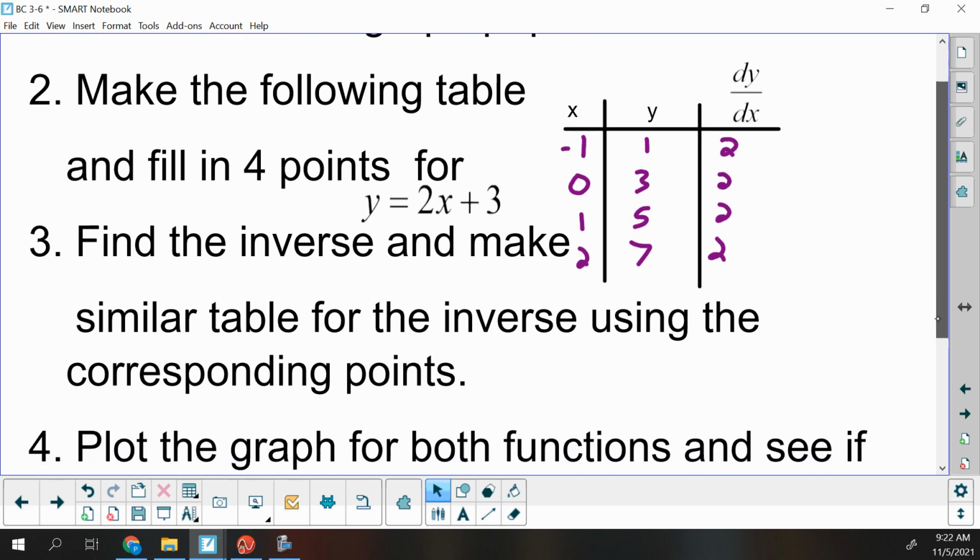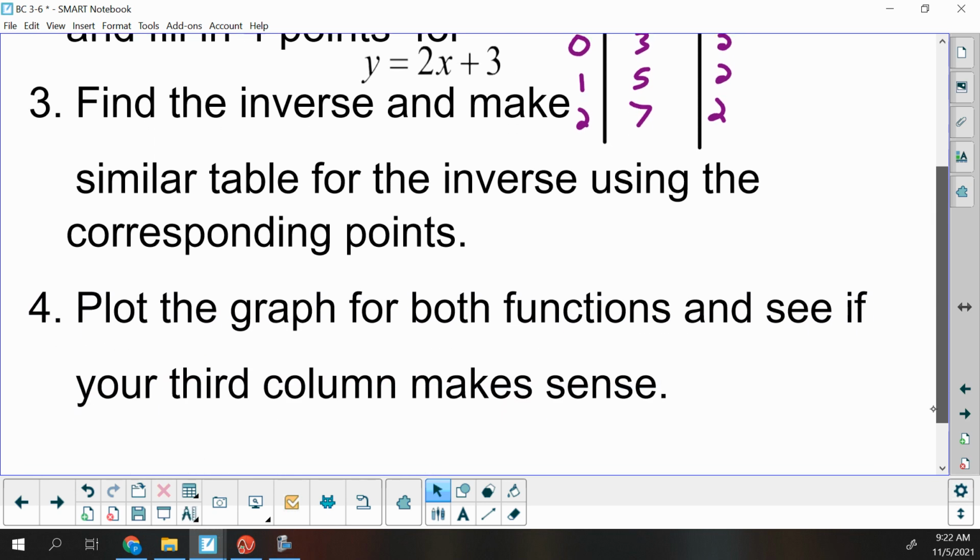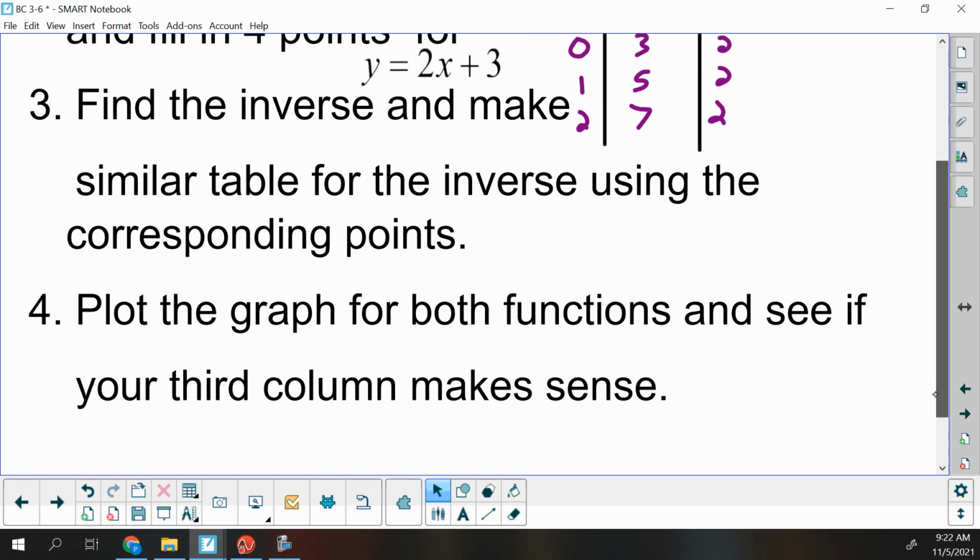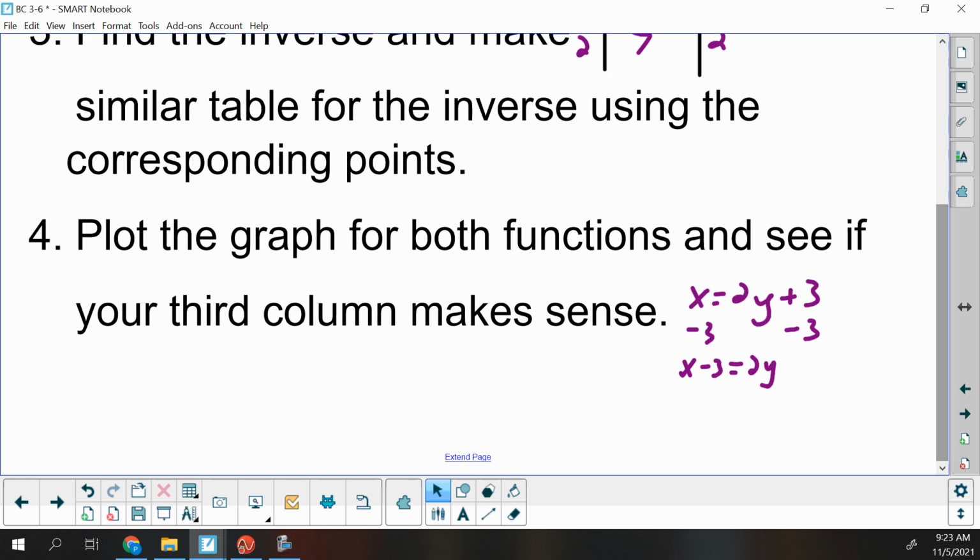So next we're going to find the inverse. So I'm going to scroll down a little bit just so I have some room. In an inverse, you always switch the x and the y, and then get y by itself. So in this case, we're going to have x equals 2y plus 3. And then we get y alone. So we'll subtract the 3 over to get x minus 3 equals 2y. And if we divide everything by 2, we'll have 1/2 x minus 3/2 equals y.